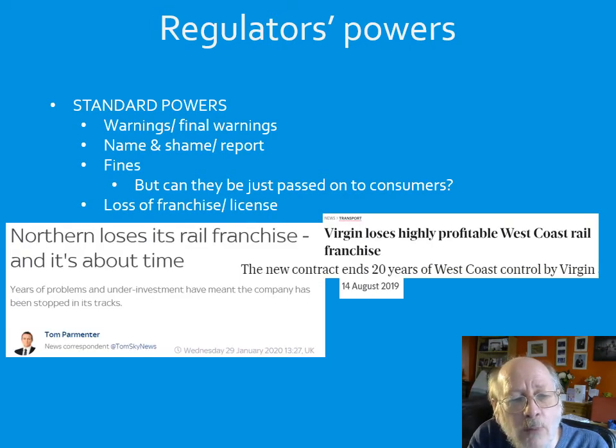So, for example, Northern Rail lost its franchise after years of problems and underinvestment. So the ORR basically said, okay, sort this out, and they didn't. So eventually the ORR pounced. And similarly, Virgin have lost both of their franchises, their East Coast and their West Coast franchise. The West Coast one was very profitable and they held it for 20 years, but they lost it in 2019.